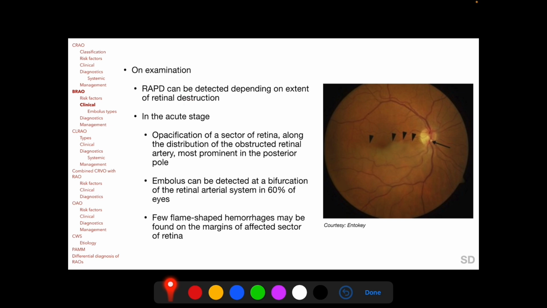In the acute stage of BRAO, opacification of a sector of retina will be found along the distribution of the obstructed branch retinal artery, and the opacification is maximum in the central portion of this affected sector as compared to its peripheral portion. In 60% of eyes with BRAO, the causative embolus can be detected at a bifurcation of the retinal arterial system as seen here in this clinical photograph, and few flame-shaped hemorrhages may be found on the margins of the affected sector of retina.